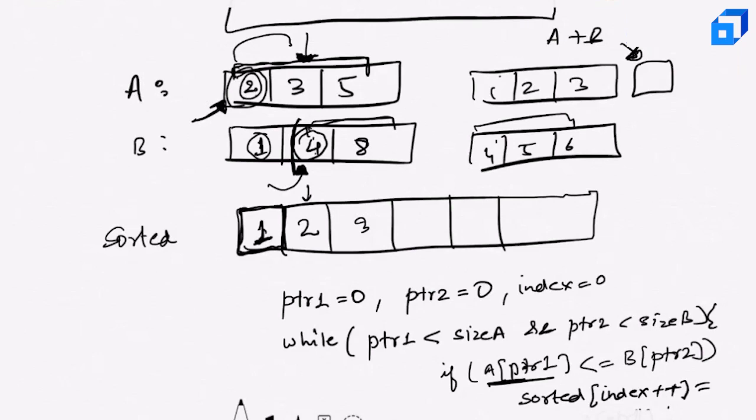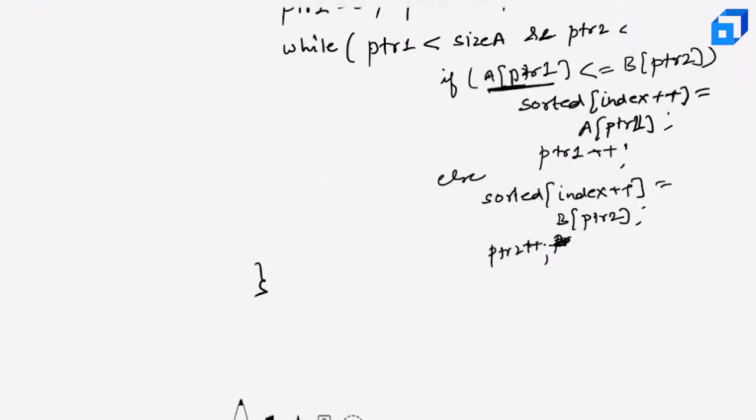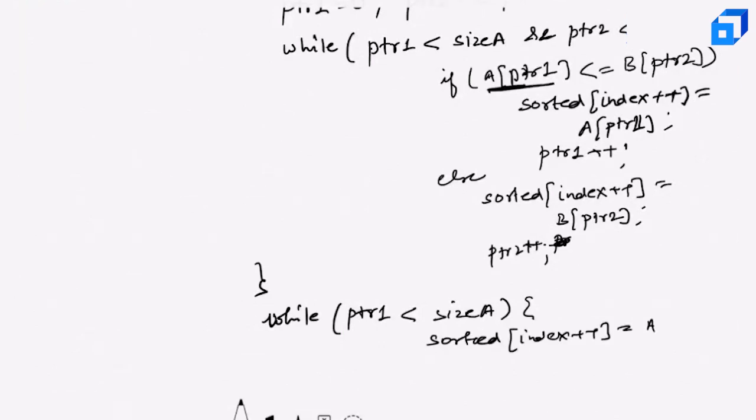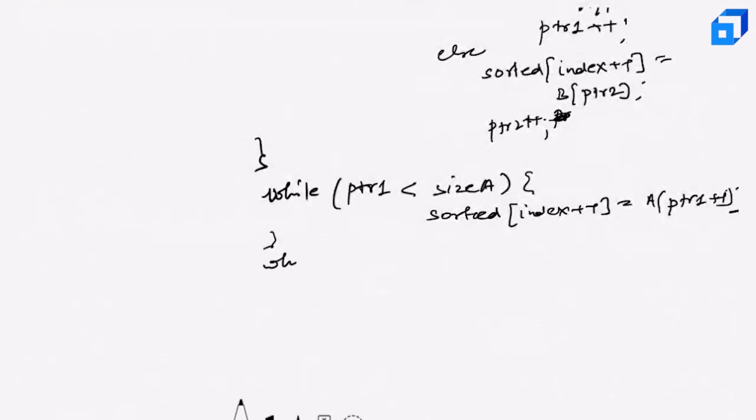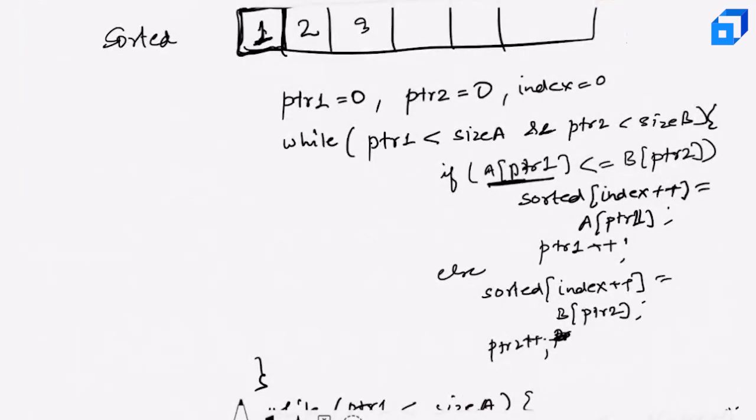So I'll have to check for that at the end of this while loop, if whichever pointer is not done. I just check while pointer 1 is less than size of A, I keep adding: sorted of index plus plus is equal to A of pointer 1 plus plus. And very similarly, I do the same thing with pointer 2. While pointer 2 is less than size of B, sorted of index plus plus is equal to B of pointer 2 plus plus. That will cause the merge to happen. Does this make sense?